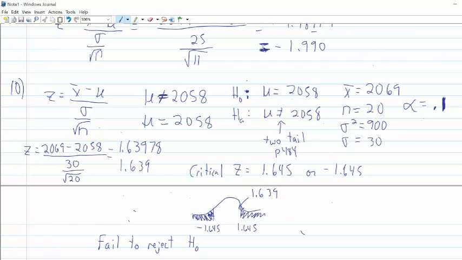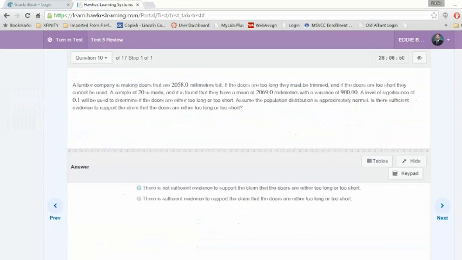Which means that our initial claim was that it was not equal to 2058, which made our null hypothesis equal to 2058. So there is not sufficient evidence to support the claim. The original claim is this right here. There is not sufficient evidence to support the claim that the doors are either too long or too short. Okay, so I think that's A, the problem. There is not sufficient evidence. Okay.